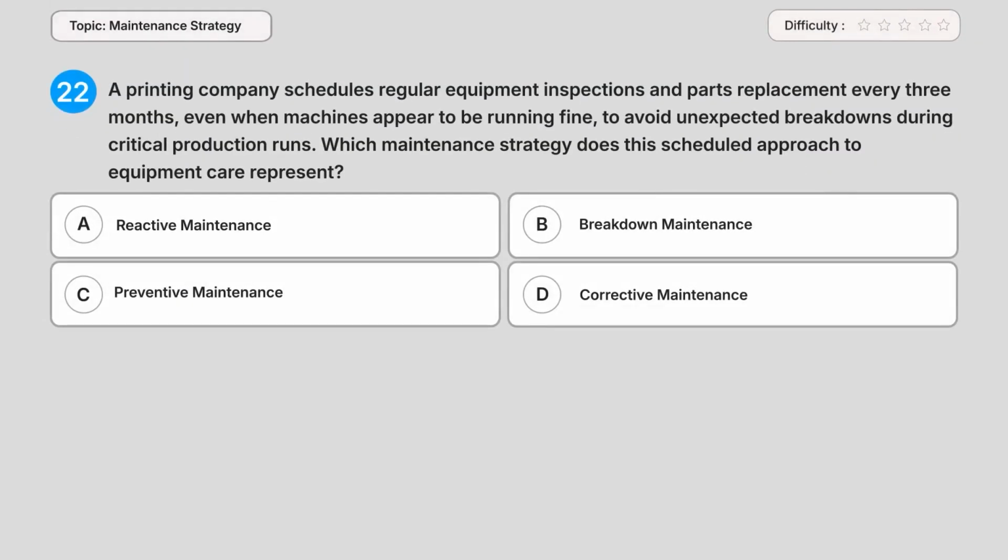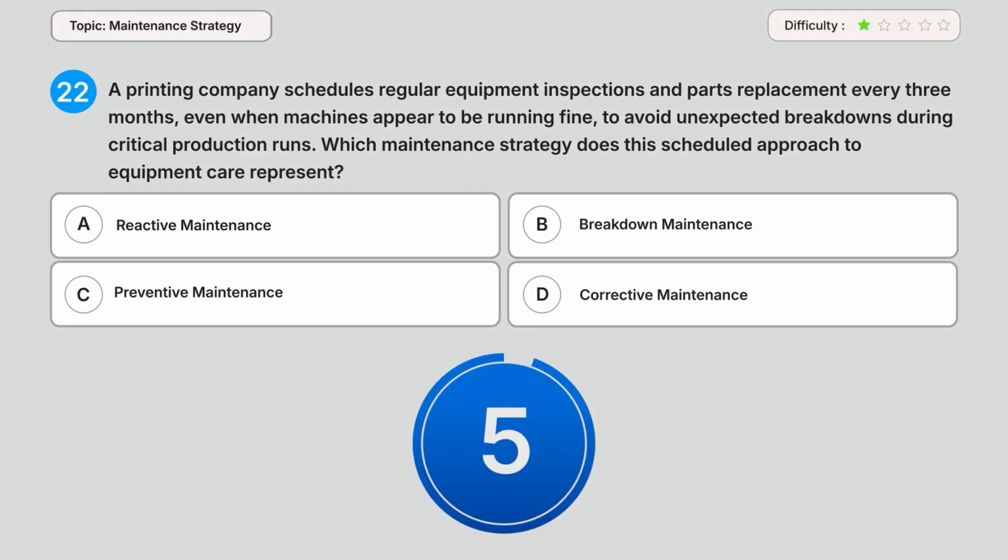22. A printing company schedules regular equipment inspections and parts replacement every 3 months, even when machines appear to be running fine, to avoid unexpected breakdowns during critical production runs. Which maintenance strategy does this scheduled approach to equipment care represent? A. Reactive maintenance. B. Breakdown maintenance. C. Preventive maintenance. D. Corrective maintenance. Can you guess the answer?